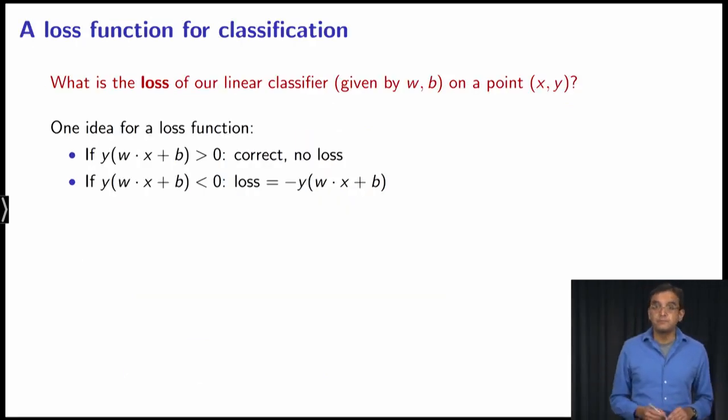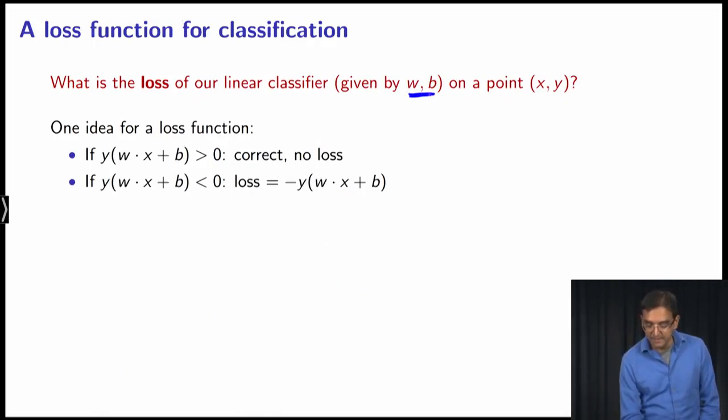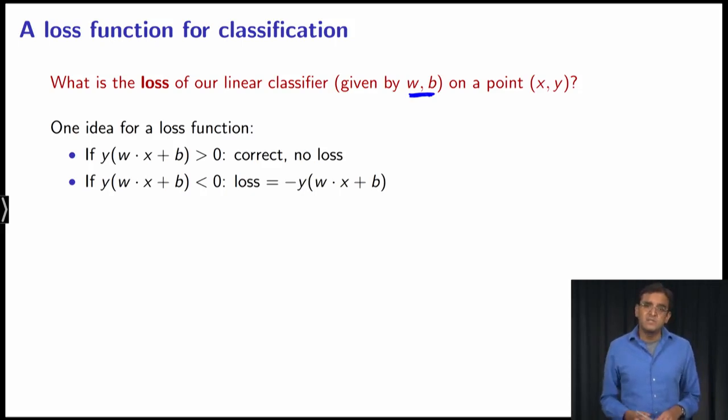Okay, so now let's come up with a loss function for classification. So we have some linear classifier given by w, b. And we want to know what is the loss incurred by this classifier on a point x, y. How should we define this loss? Should we use squared loss or logistic loss? What's a suitable loss function?